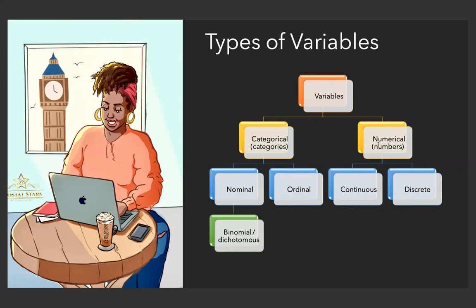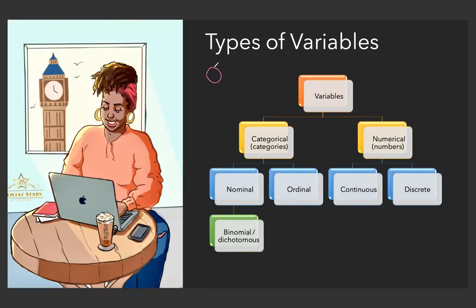The easiest way to understand this is whenever you're measuring a variable, that variable is either a number, numerical, or it's not a number but something that is in categories, categorical, right? So even before going through this chart, I'm going to give you an example.